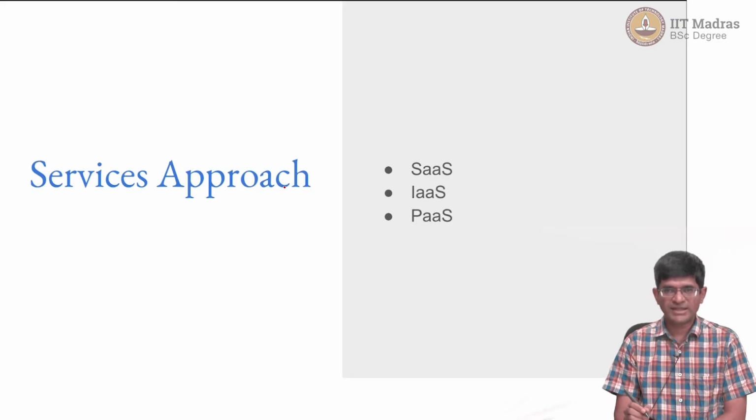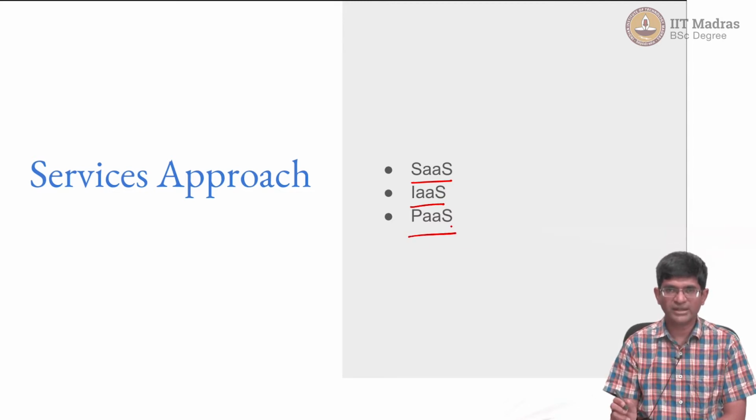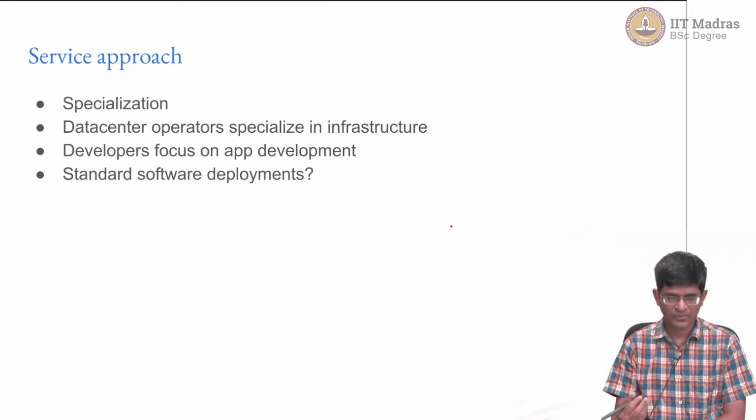Okay, so now that we have seen the basic components that you need in order to deploy an app, let's understand a little bit about what I'm going to call the services approach. There are a number of acronyms that you come across here: SaaS, IaaS, PaaS. What do these stand for? Why are they useful? Why do you need to know about them? And how can you make use of some of these techniques is what we are going to look at. And I'll also be showing you a couple of examples.